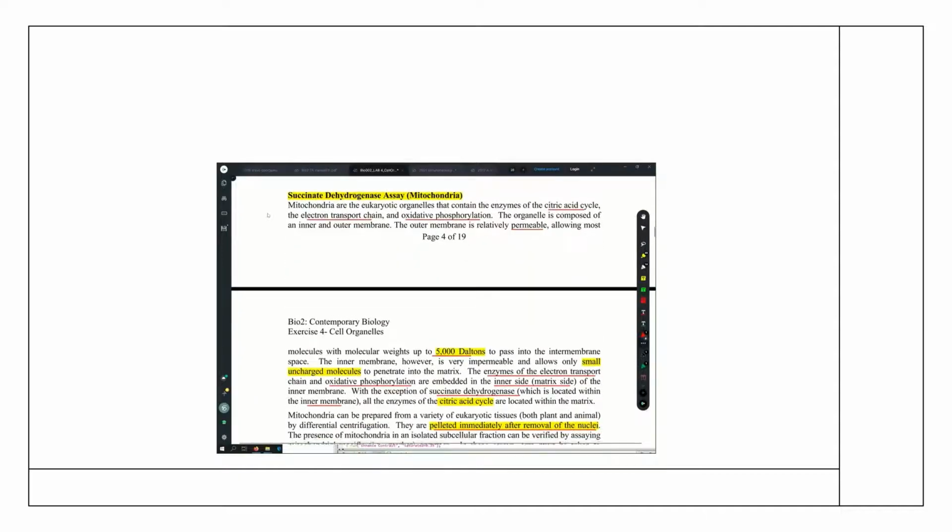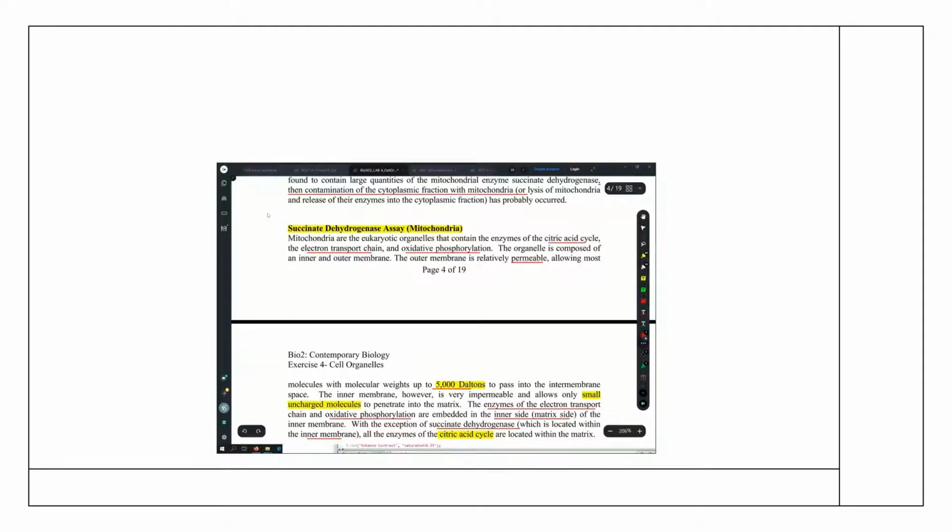So quickly, I'm going to go ahead and mention the fractions that we have. We've got a homogenate fraction, the nuclear fraction, the mitochondrial fraction, the post-mitochondrial fraction, mitochondrial B, and microsomal. Okay.